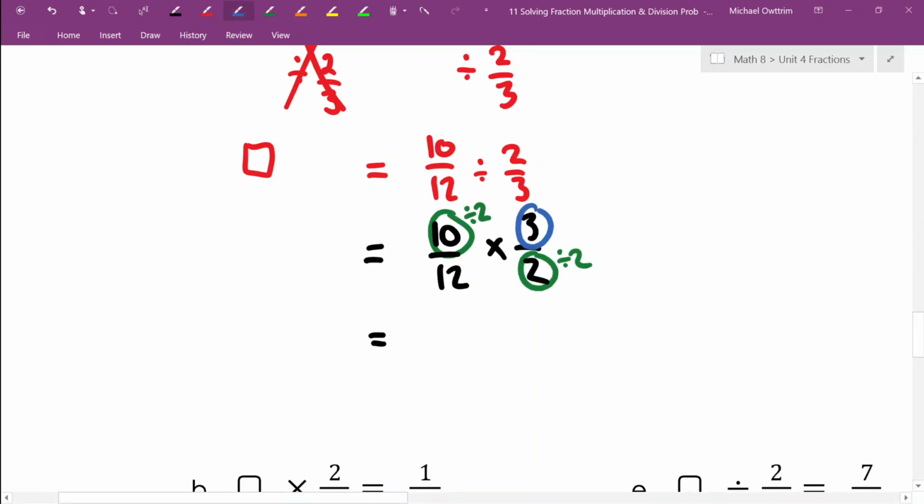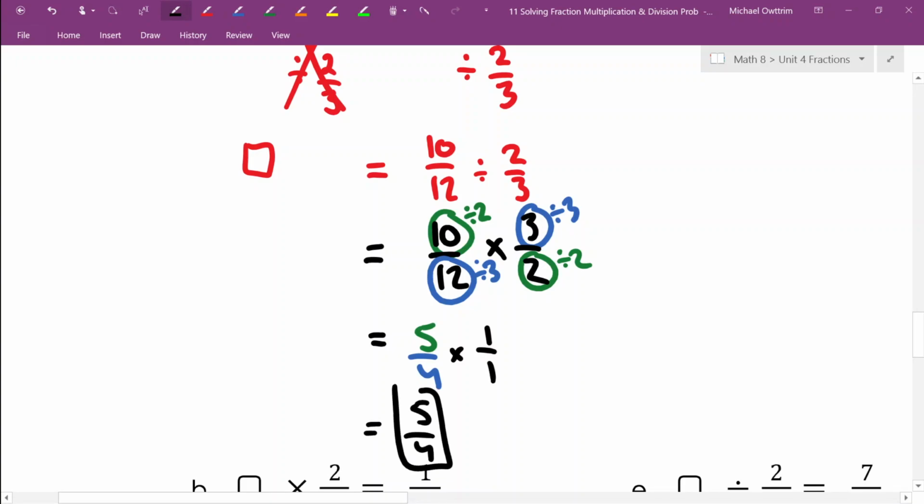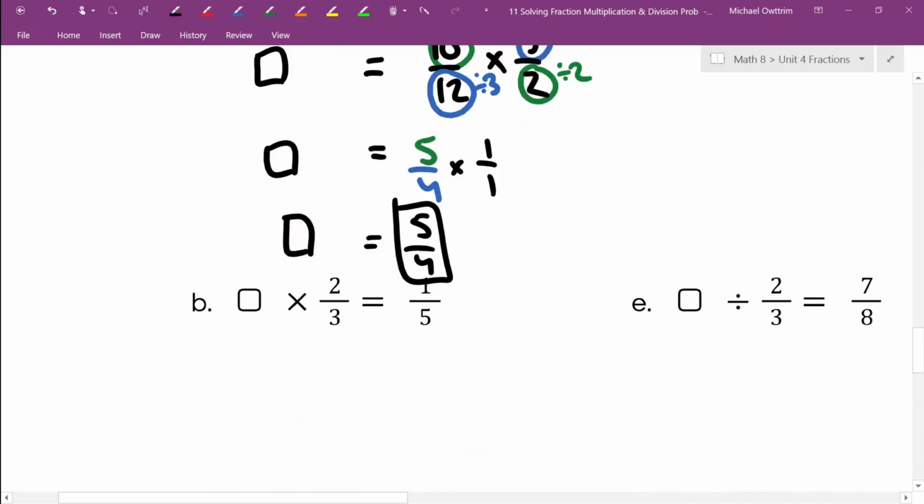of 2 here and my common factor of 3 here. And that'll give me 5 over 4 times 1 over 1. And that'll be just 5 over 4 in simplest form. So that tells me that my box is the number 5 over 4.